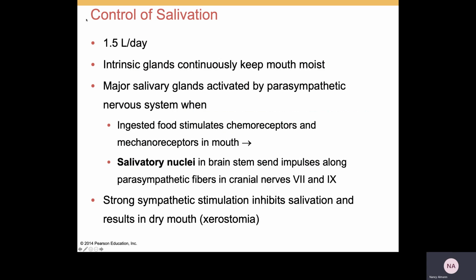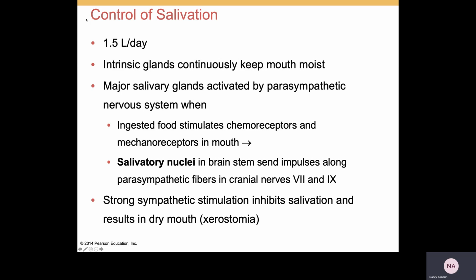Sure enough, you're going to produce between 1 and 2 liters of saliva a day. Intrinsic glands need to work to basically keep the mouth moist continually. If you have dry mouth, you're probably going to start to have problems with cavities because the lysosomes, etc., in the saliva helps kill bacteria and prevent tooth decay.